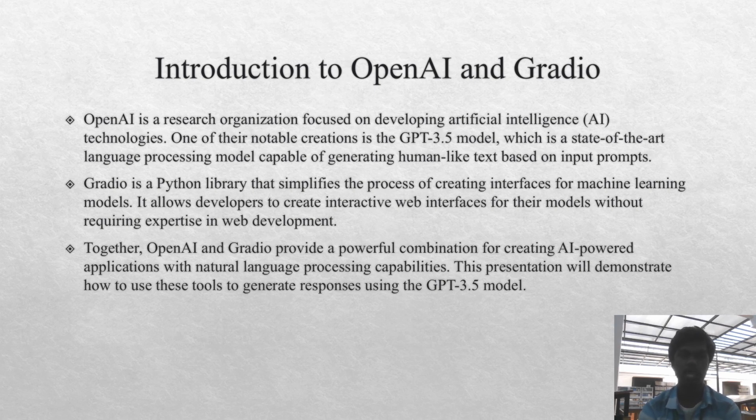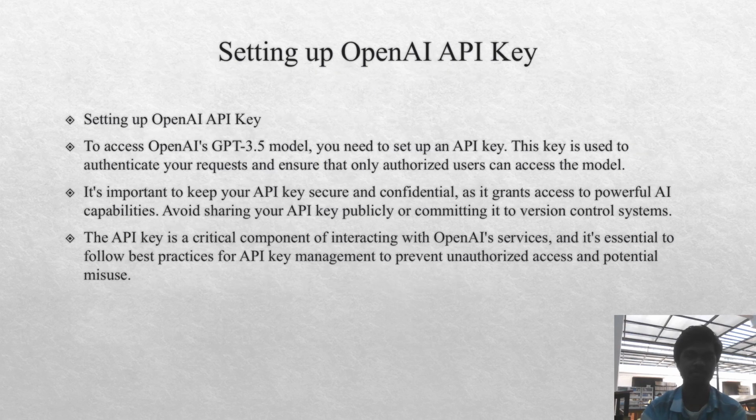Gradio is a Python library that simplifies the process of creating interfaces for machine learning models. It allows users or developers to create interactive web interfaces for their models without requiring expertise in web development. Together, OpenAI and Gradio provide a powerful combination for creating AI-powered applications with natural language processing capabilities. This presentation will demonstrate how to use these tools to generate responses using the ChatGPT 3.5 model.